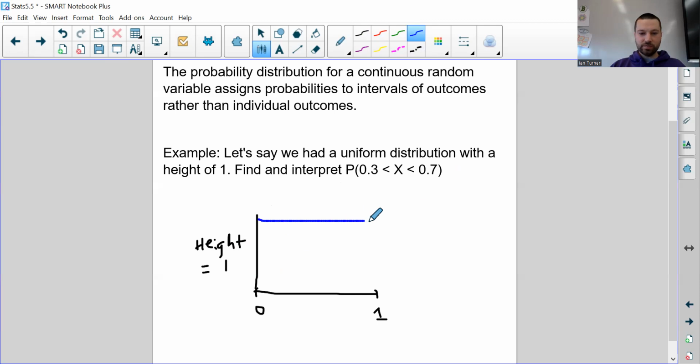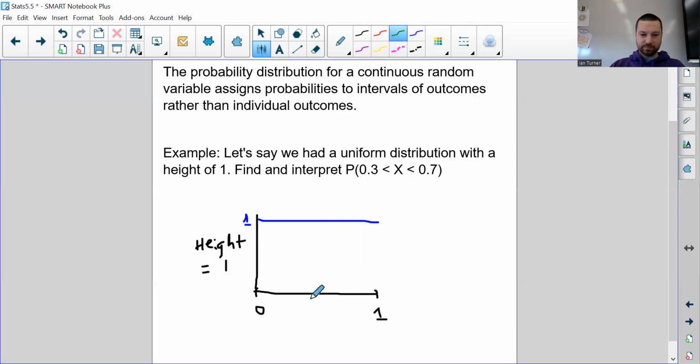There's our density curve. So our height is 1, and we're going from 0 to 1 because the area under our density curve has to be 1. So we can't go further here, because if our height is 1, then the area under our density curve would not be 1. So let's find and interpret 0.3 to 0.7.